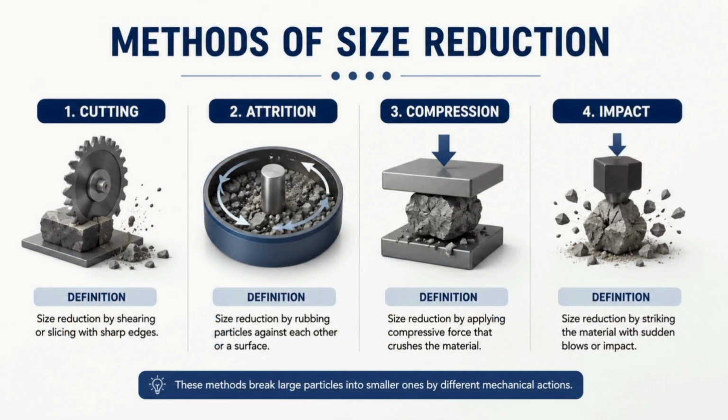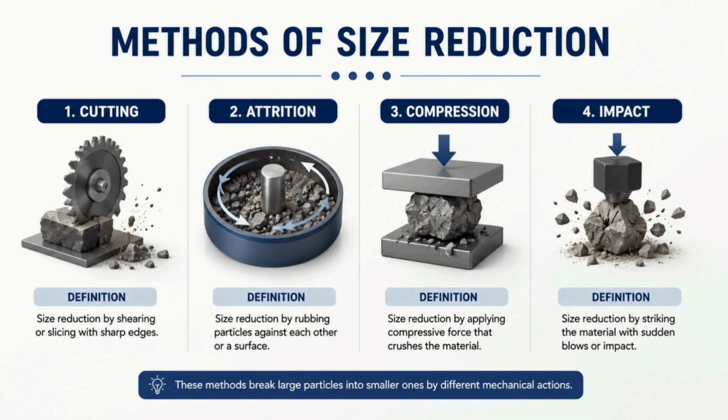Methods of size reduction. Students, different methods are used for size reduction depending upon the nature of the material. The first method is compression, in which the material is crushed between two surfaces. The second method is impact, in which the particles are broken by sudden force. The third method is attrition, in which particles are reduced by rubbing action.